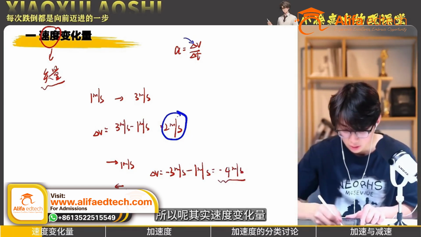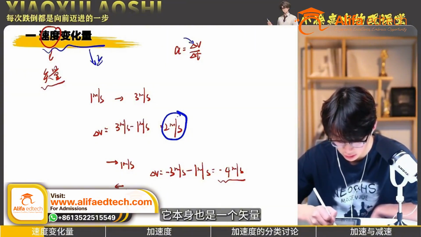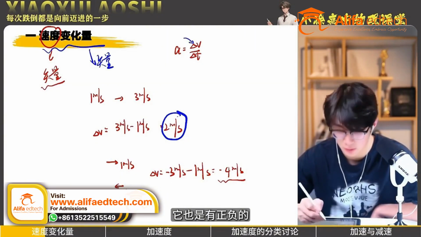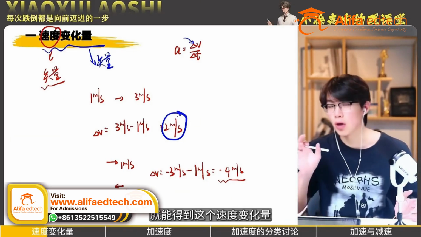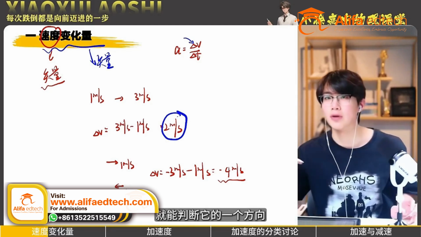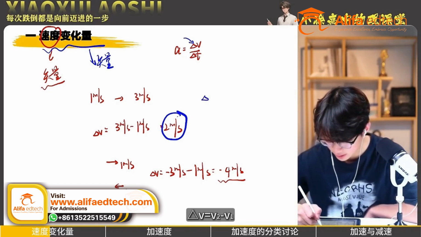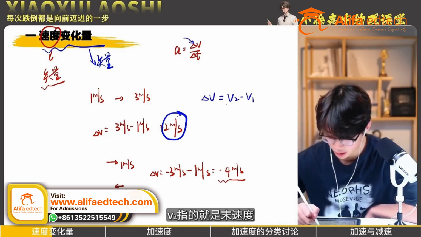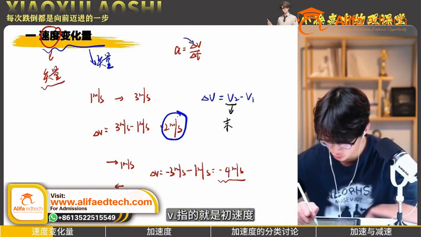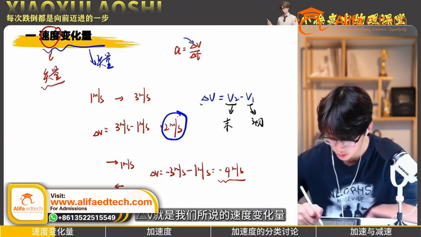So the change in velocity is itself a vector. It has positive and negative values. We just need to subtract the initial velocity from the final velocity to get the change in velocity. Then, based on whether it's positive or negative, we can determine its direction. So this is the expression for the change in velocity. Delta v equals v2 minus v1. v2 refers to the final velocity and v1 refers to the initial velocity. Delta v is what we call the change in velocity.